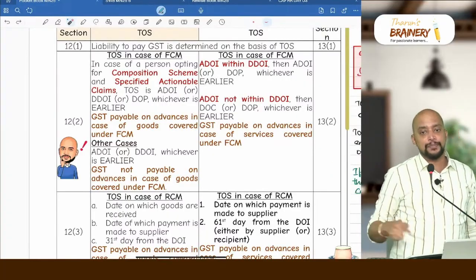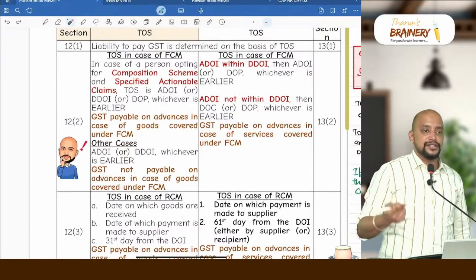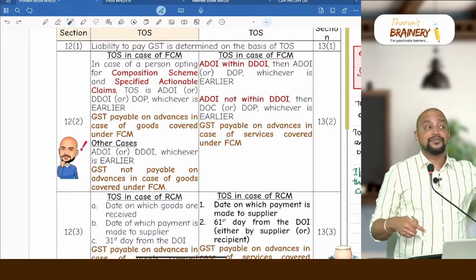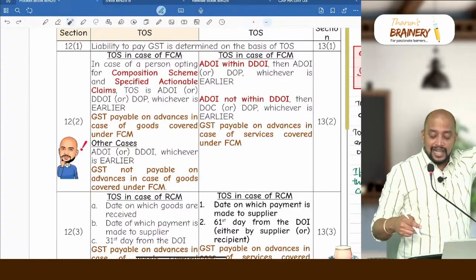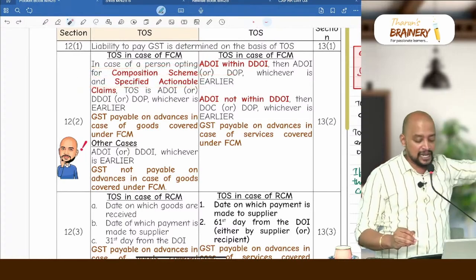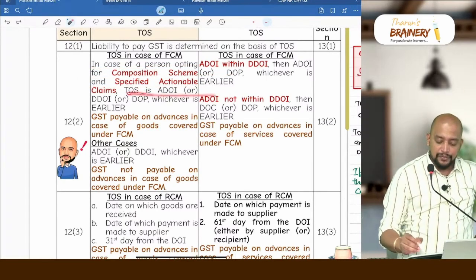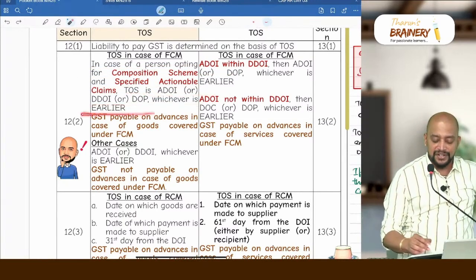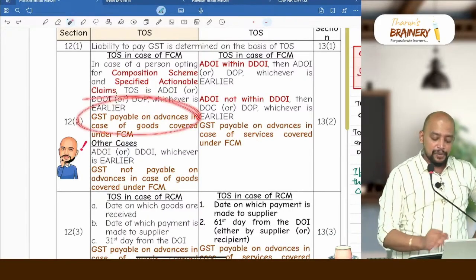We need to see the bill of supply and add the advances received during the period minus the advances of the past period, because those would have been taxed at the time itself. So in case of a person opting for the composition scheme and specified actionable claims, time of supply is actual date of invoice or due date of invoice or date of payment, whichever is earlier, and GST is payable on advances.